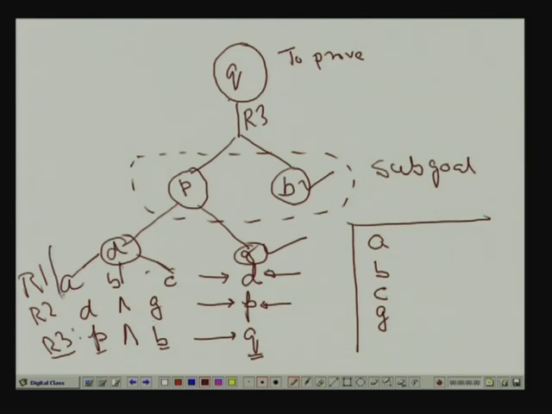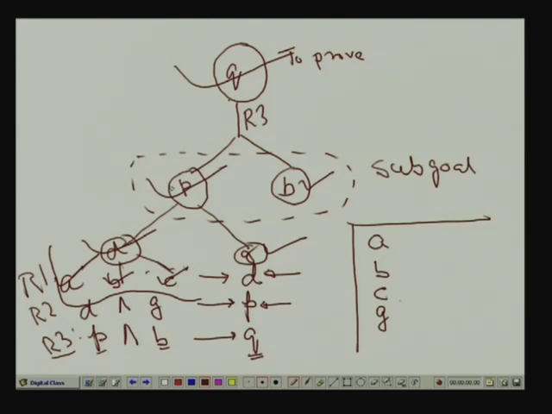Now, luckily I can see that in my database A, B and C are all true. So, this is proved, this is proved, this is proved. Therefore, D is proved and G is proved already. So, D and G both being proved, P is proved. And P being proved and B being proved already, Q is proved. So, what I have done in this case? I have started with a goal and tried to prove the goal by generating sub goals and proving the sub goals. Okay?